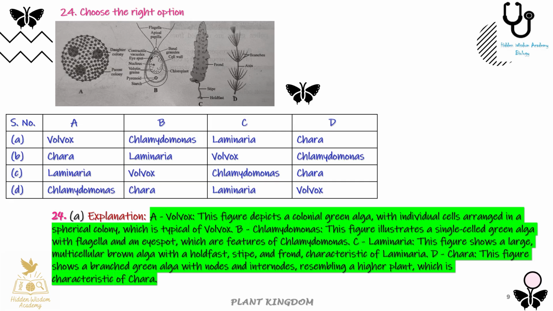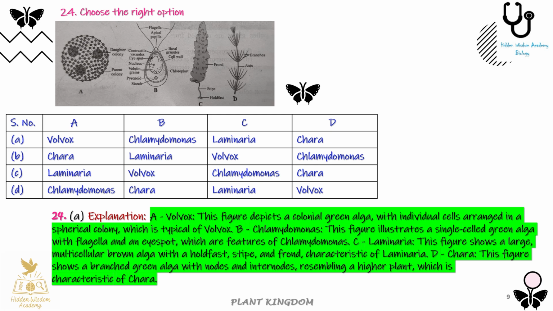Option C: A, Laminaria. B, Volvox. C, Chlamydomonas. D, Chara. Option D: A, Chlamydomonas. B, Chara. C, Laminaria. D, Volvox. Explanation. Let's break this down.